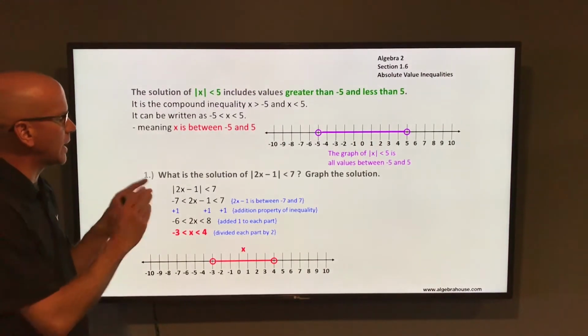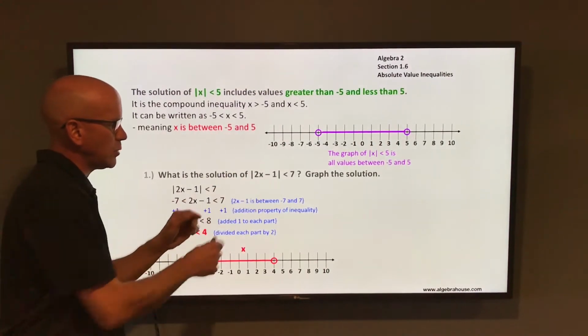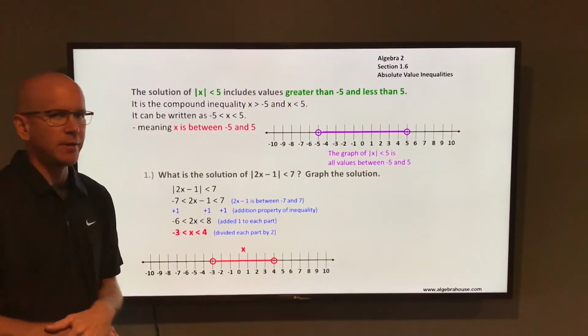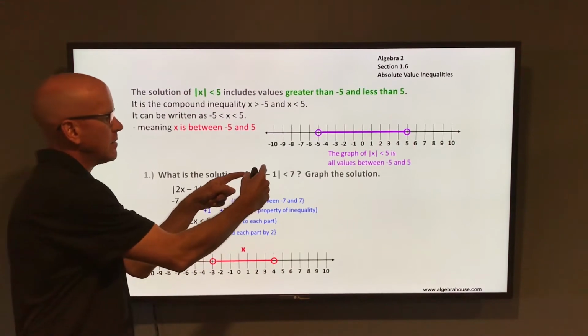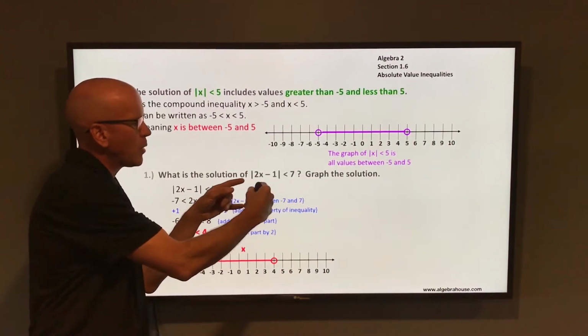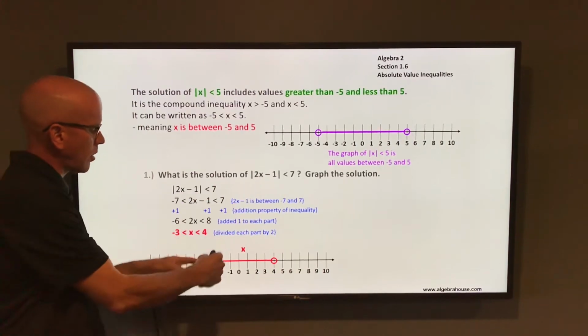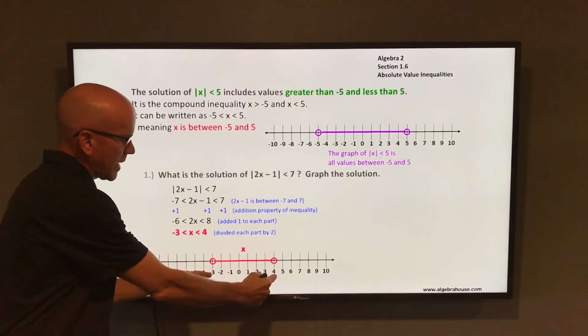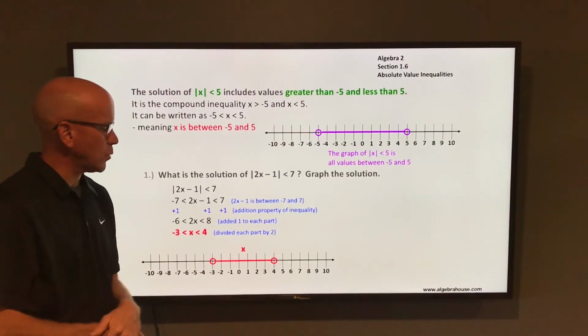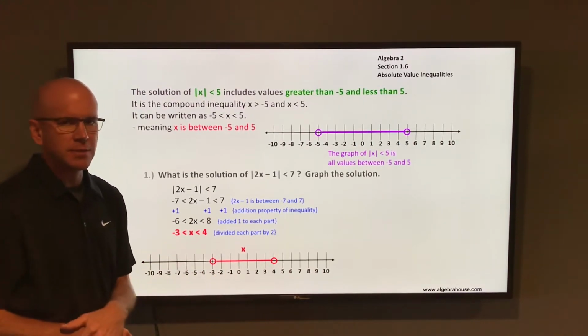So the value of x in this absolute value inequality, the value of x lies in between negative 3 and 4. Now when we started this, the value of 2x minus 1 was in between negative 7 and 7, but we're looking for the solution to this inequality, which would be the value of x, and that lies in between negative 3 and 4. So negative 3 is less than x, which is less than 4, and that is the graph of the solution.